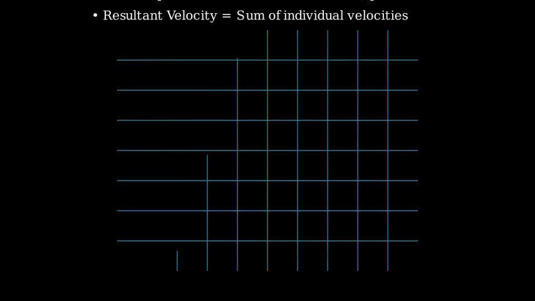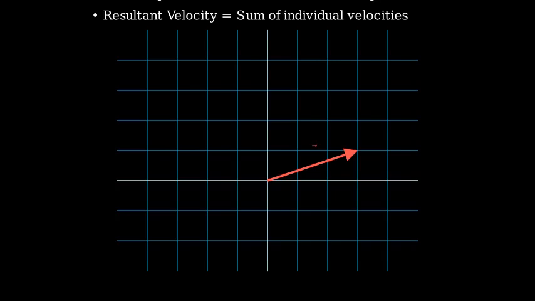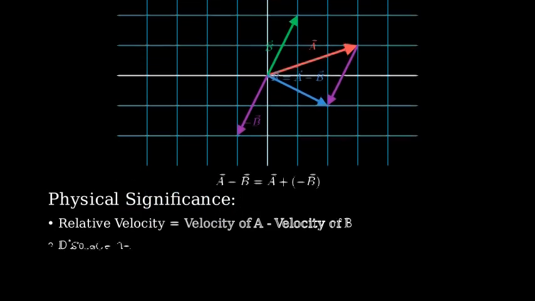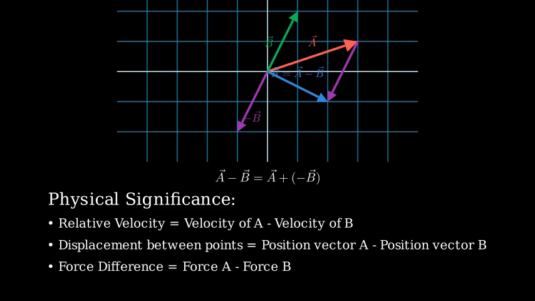Vector subtraction works similarly. To subtract vector B from vector A, we add vector A and the negative of vector B. The negative of a vector has the same magnitude but opposite direction. So, A minus B gives us this resultant vector. Physically, vector subtraction can represent relative velocity, displacement between 2 points, or the difference between forces.